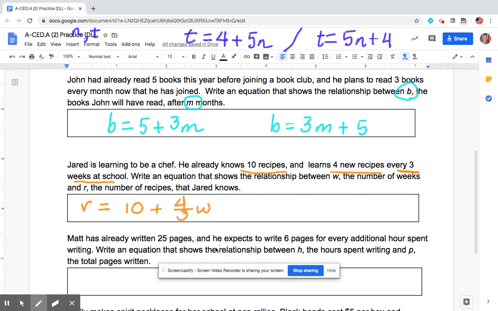So if it said 4 new recipes a week, it would be 4W, but it's 4 new recipes every 3 weeks. So when you think of it, 4 new recipes every 3 weeks, that's a little bit more than 1 recipe a week, and 4/3 is a little bit more than 1. So we'll look at another example.